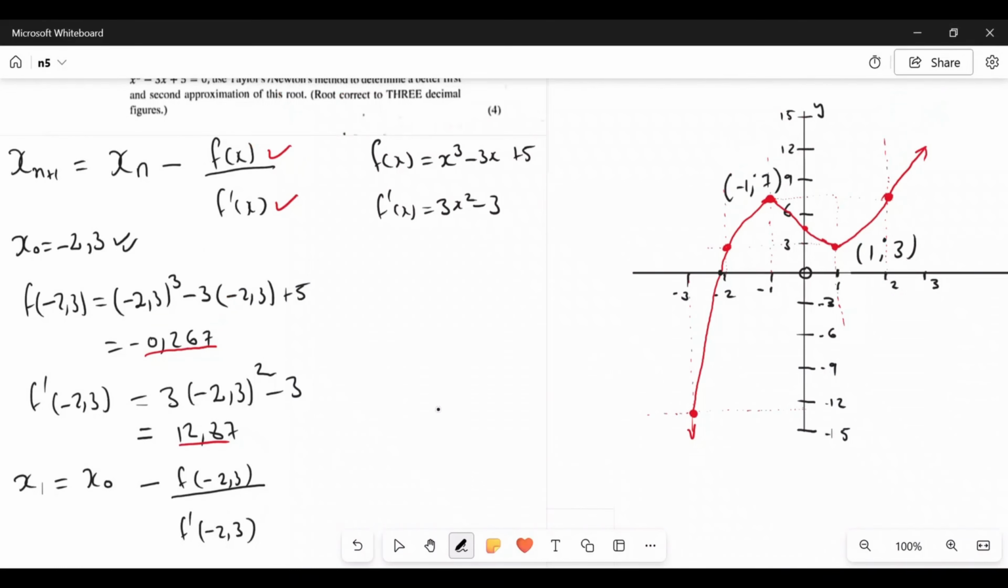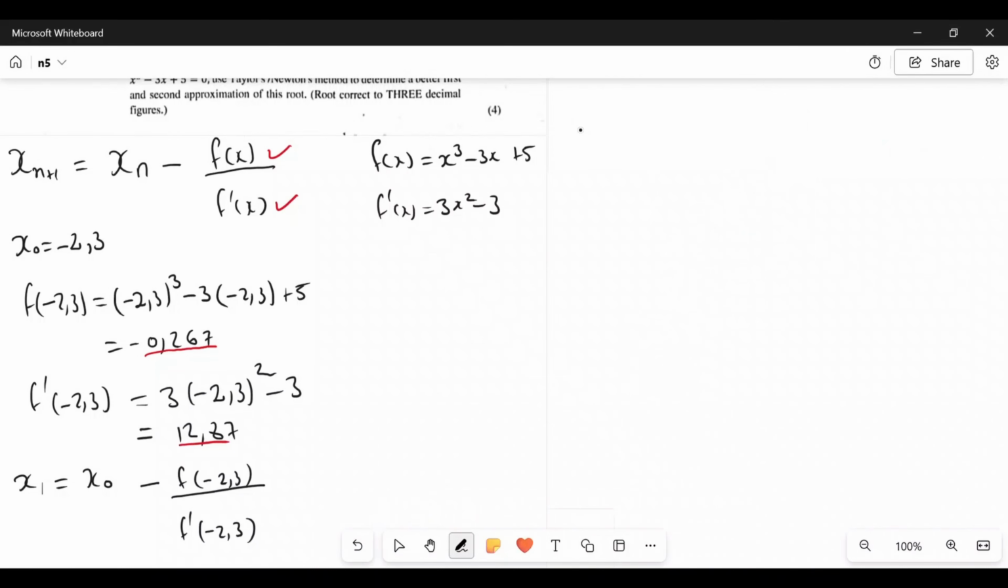All right, we don't have enough space. Let me erase our graph because we don't need it anymore. We can continue from this. So we know that x1 is equal to, now instead of writing x0, we're going to take this -2,3 because that is x0. We're going to write -2,3 there. Minus, remember the formula says minus there. And then we have to insert this f of -2,3. F of -2,3 is this one here, guys. We just did some calculations, so make sure you put them inside the bracket there.